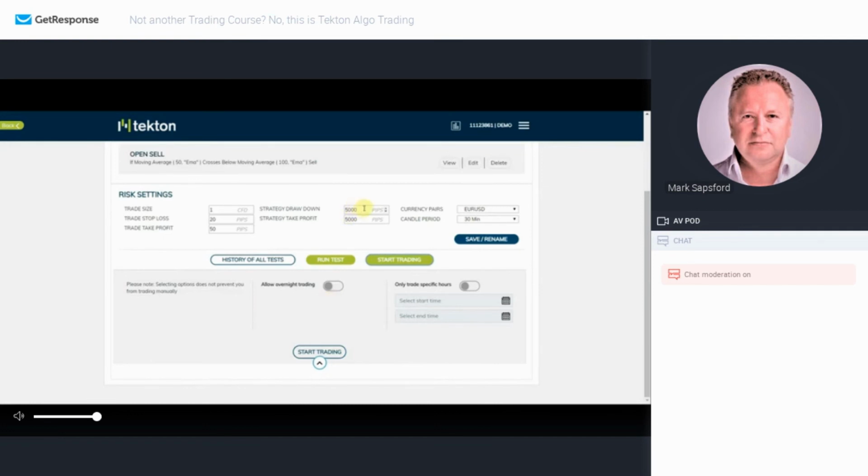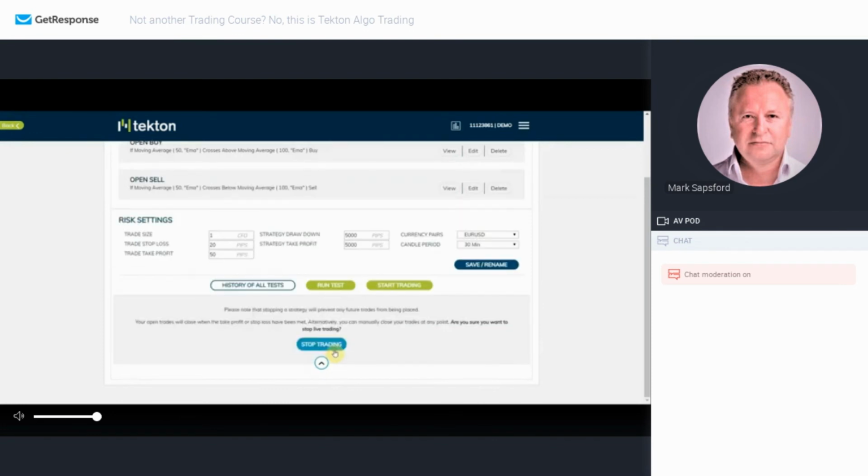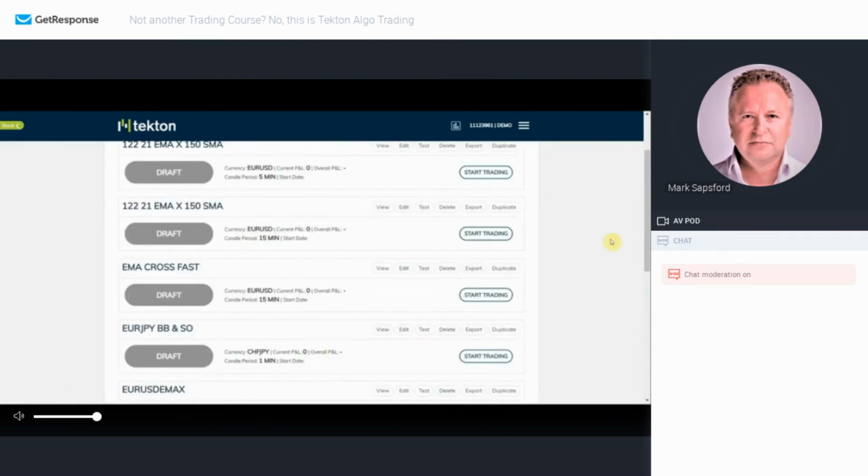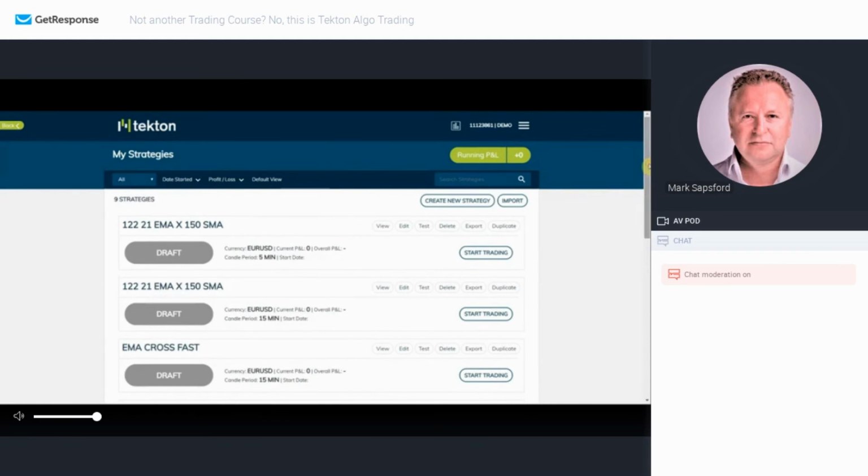If you want to use the strategy drawdown or take profit here to limit how long the strategy runs overall, you can use this. More on this feature in our risk management webinar coming up. So we're going to allow overnight trading, which means it will run 24 hours a day, 5 days a week, and click start trading.